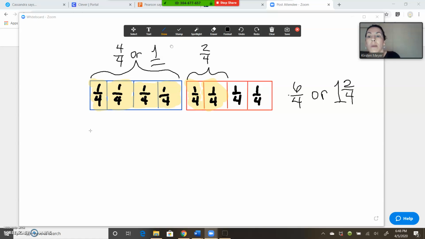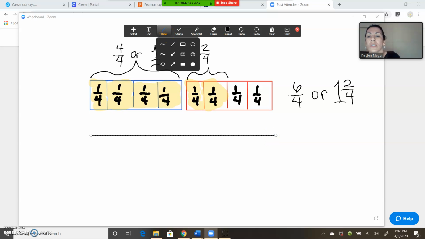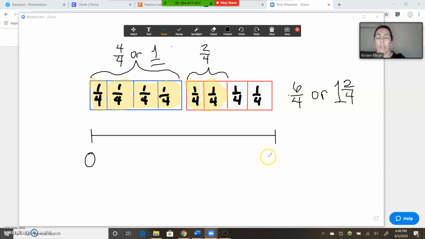Now, if I want to represent that on my number line, I have to really start to think. I know that my number line begins and ends. If I didn't have anything, I know that I would be at 0. But what should I put here at the end? Well, let me think about it. I have 1 whole picture, 2 whole pictures. So I'm going to put a 2 down here at this end.